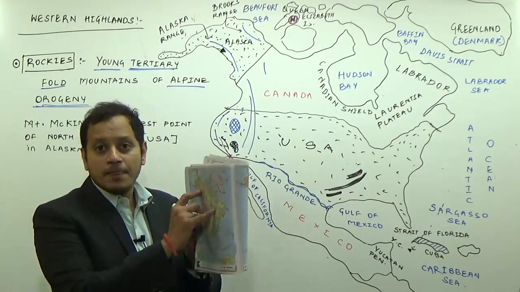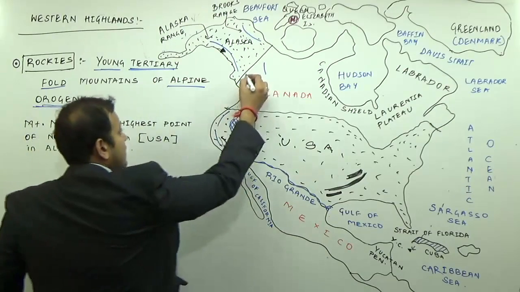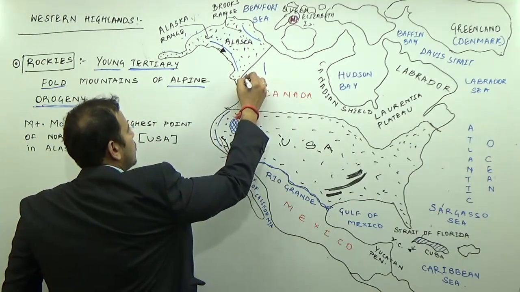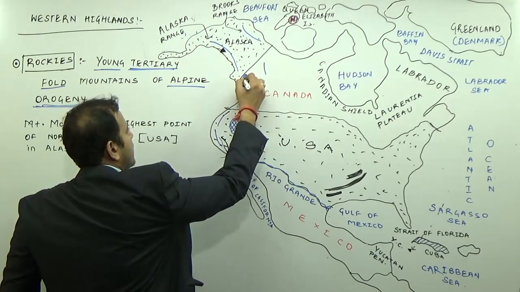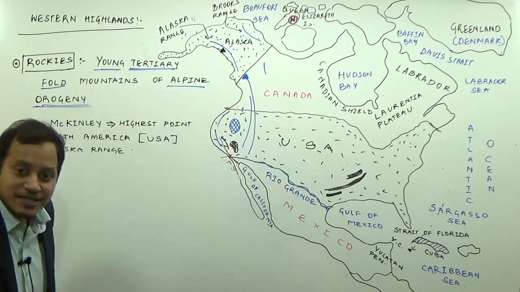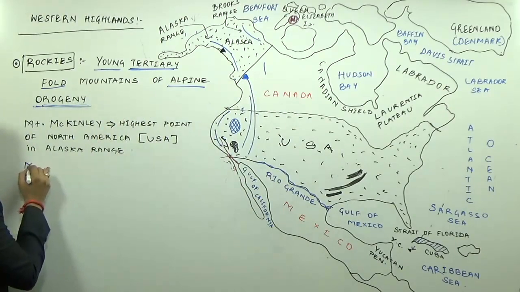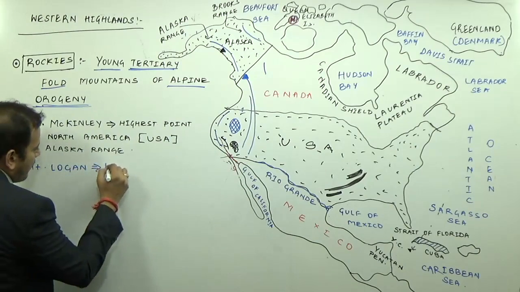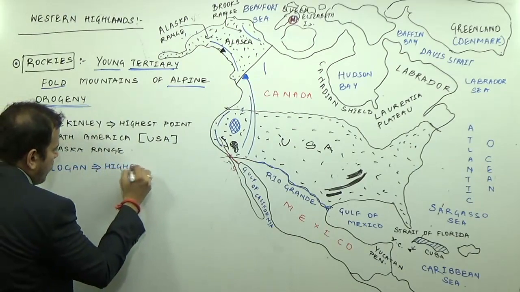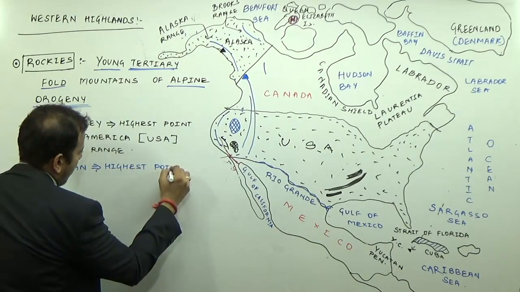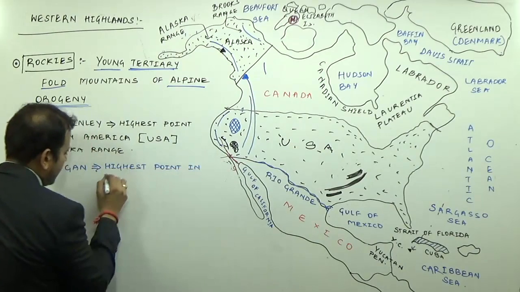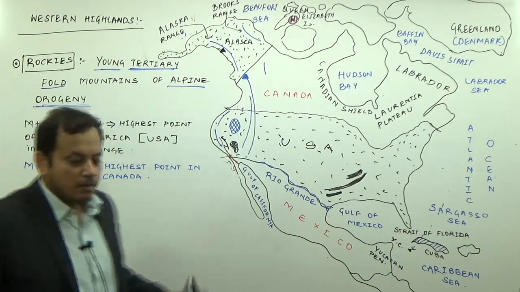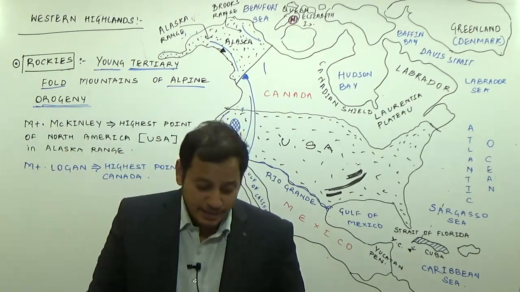The next highest point is Mount Logan, and what is more important is that this mountain, which I am drawing here now, is inside which country? Mount Logan is the highest point of Canada. In Canada, Mount Logan is the highest point.